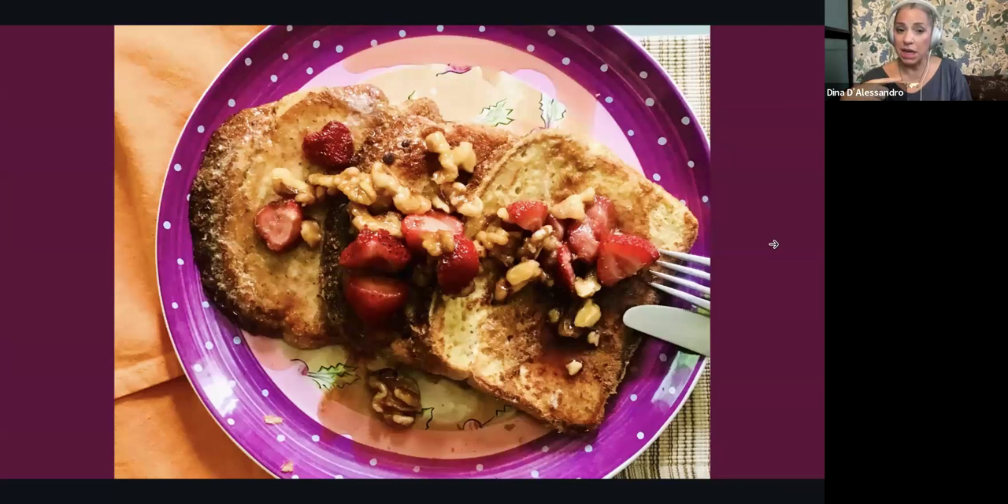Okay, this is a breakfast that I made. I made this a long time ago. I actually miss making French toast. So this is just 3 slices of whole wheat bread with an egg batter, right? Dipped in an egg batter with some cinnamon in it.